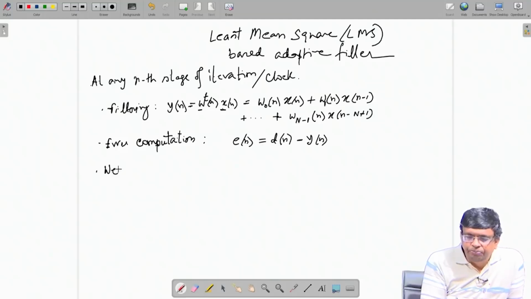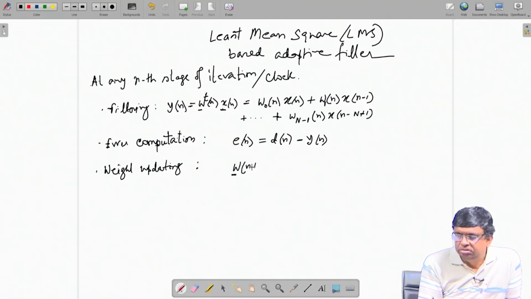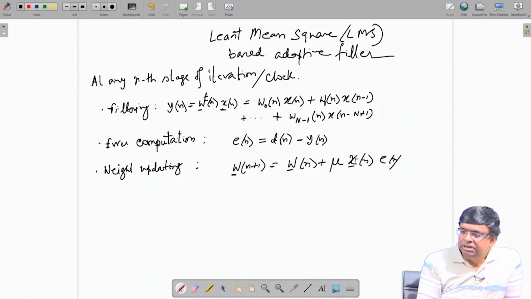So, weight, you can say weight adaptation, adjustment, update, I prefer the word weight updating. You can also say weight adaptation or adjustment. So, you generate new weight vector from previous weight vector and mu times xn vector En. Remember, xn is a vector, but En is a scalar. So, En multiplies all the elements of xn.